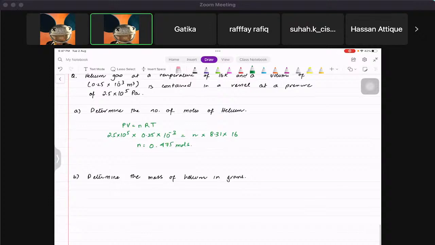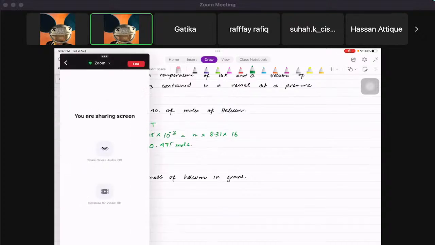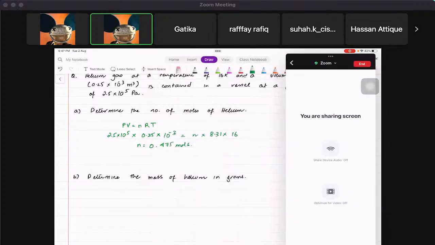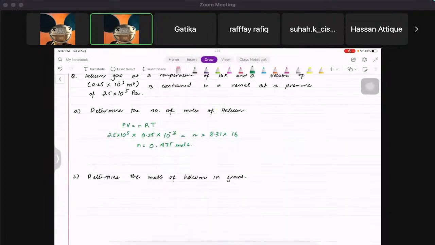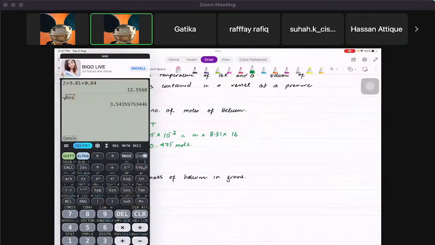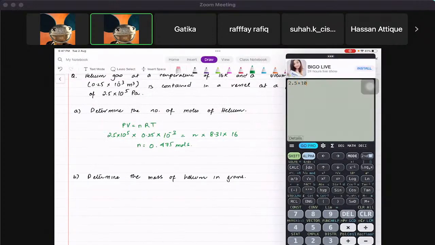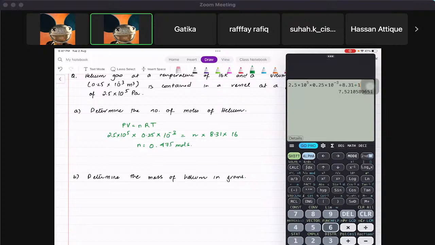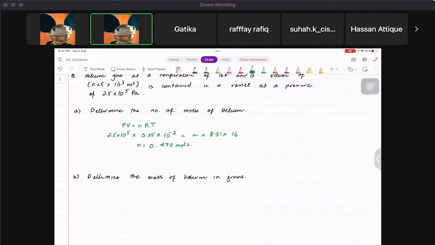Can you please check it once, because maybe I made wrong calculation. Wait, here you go. 2.5 times 10 raised to power 5 and then times 0.25 times 10 raised to power minus 3 divided by 8.31 divided by 16. Yeah, it's 0.470. Not that.